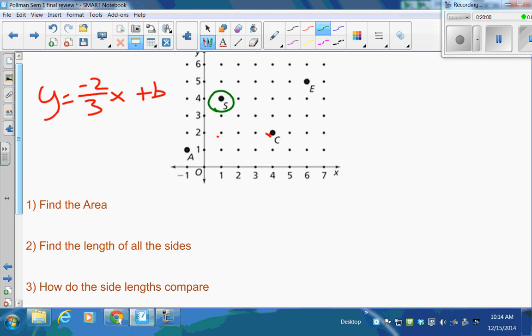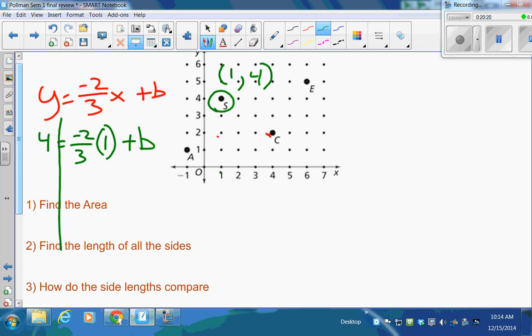My coordinates for s are x is 1 and y is 4. All I do is plug those numbers in. So I have 4 is my y, x is my 1, negative 2 over 3 times 1 is negative 2 over 3, plus b equals 4. The opposite of minus 2 over 3 is plus 2 over 3, plus 2 over 3.